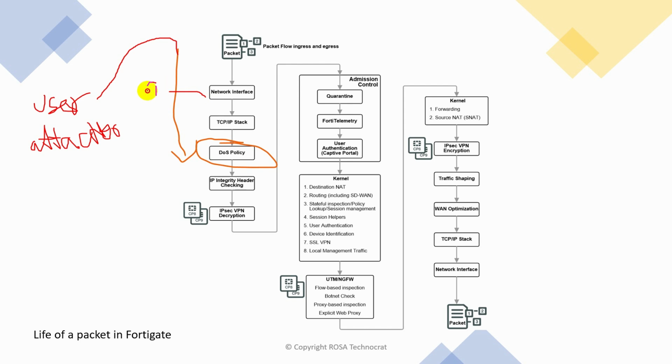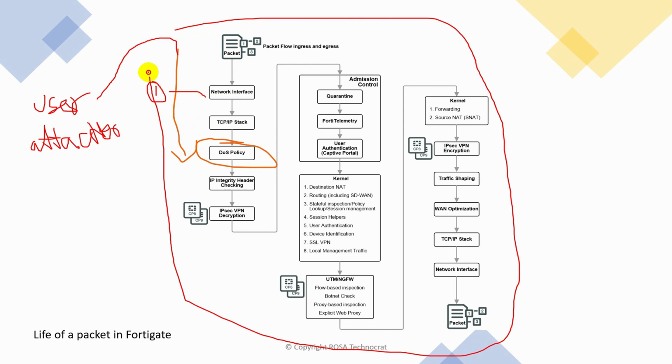So where it comes at the network interface layer. Once it enters, what we are talking about right now is all within the FortiGate firewall. So we can say the packet flow, or life of a packet within FortiGate, how it flows. The traffic first enters the network interface and goes into the TCP/IP stack.